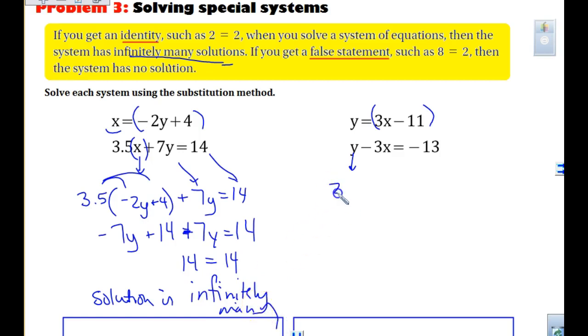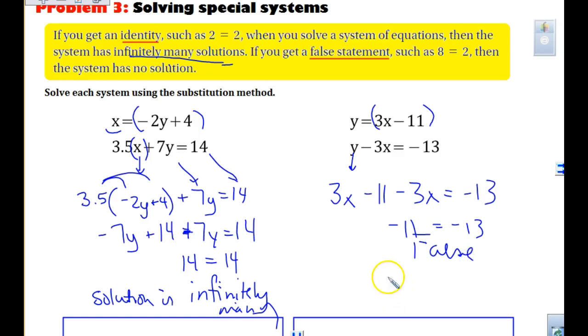Versus when we do this one and we plug in 3x minus 11, minus 3x equals negative 13. When we add our like terms, we get negative 11 equals negative 13. That is a false statement. If you would have graphed these, you would have found that they were parallel lines and there is no solution, okay?